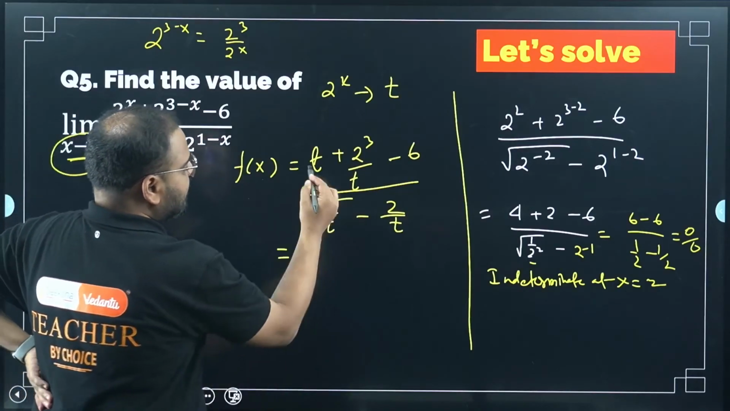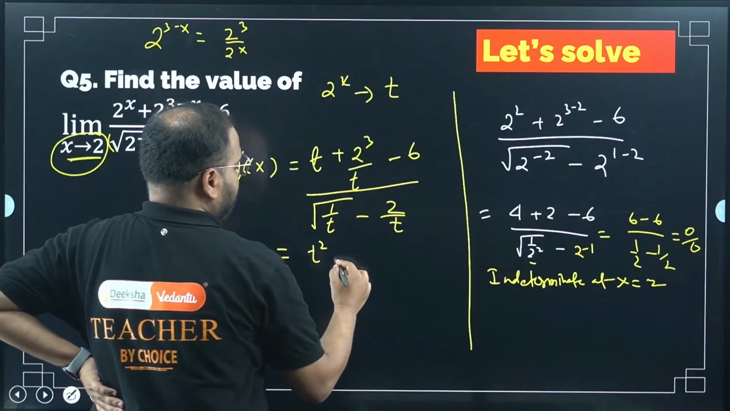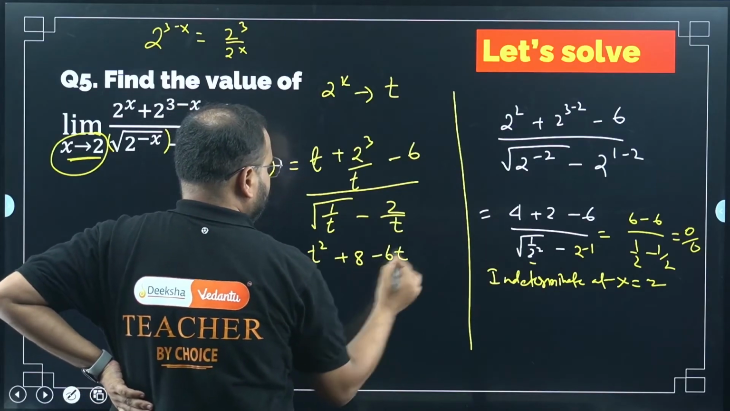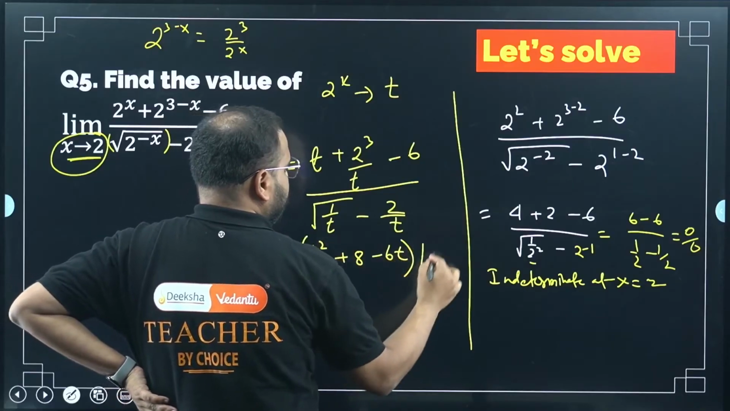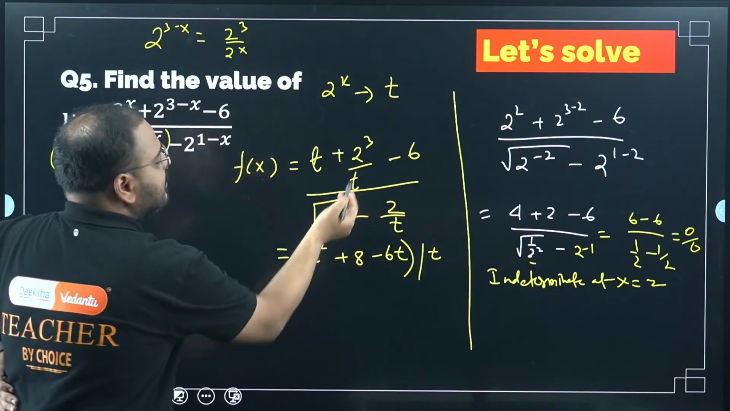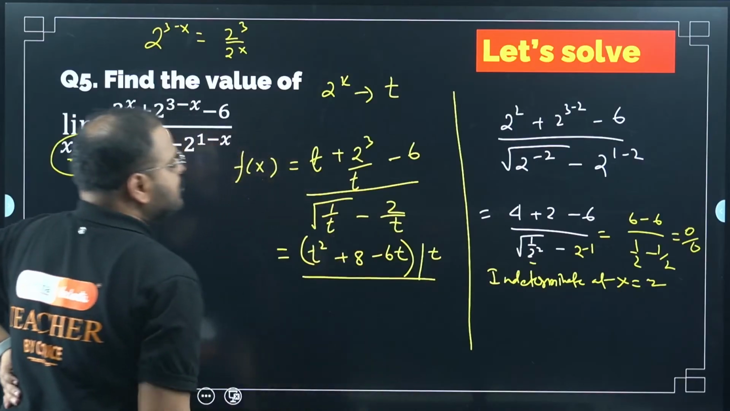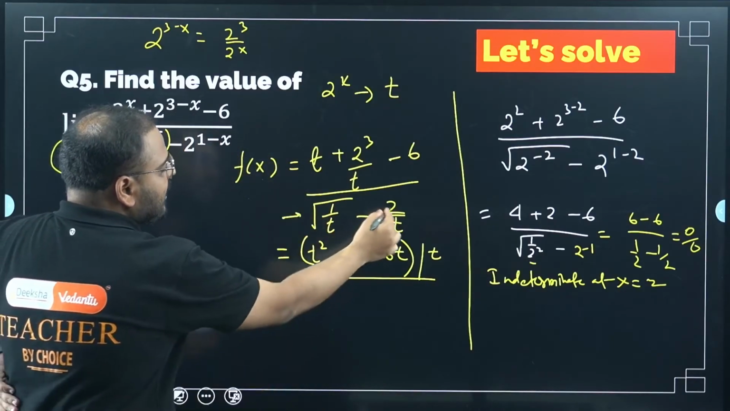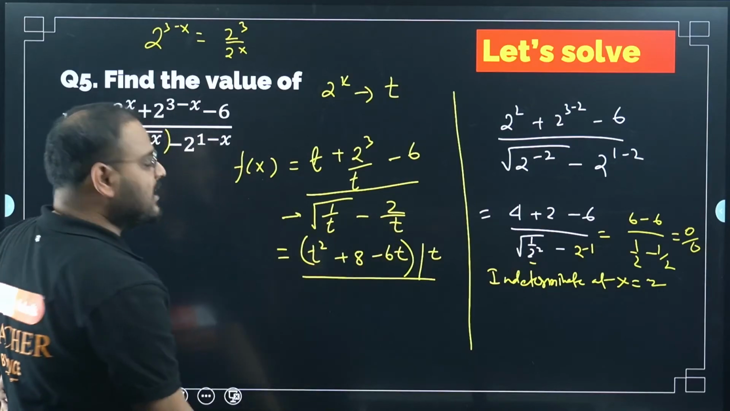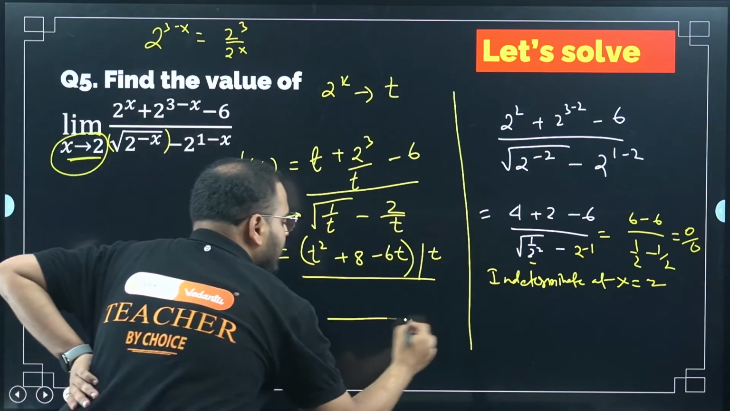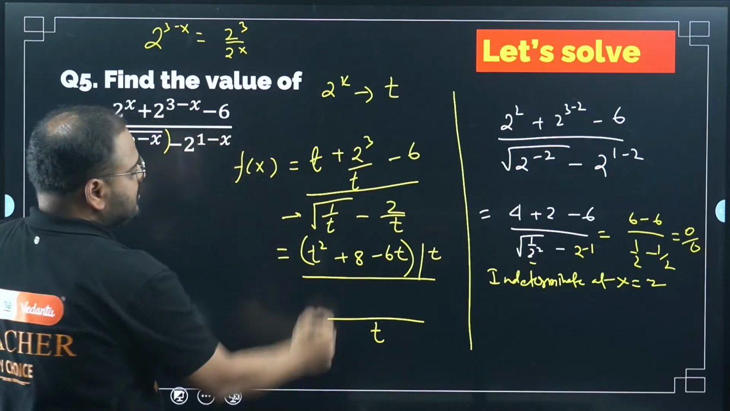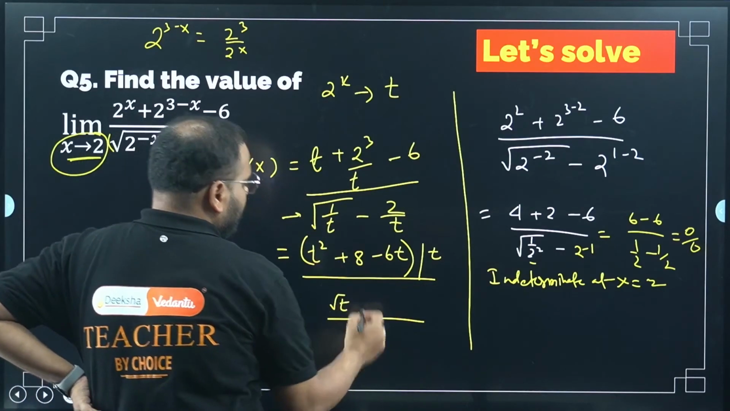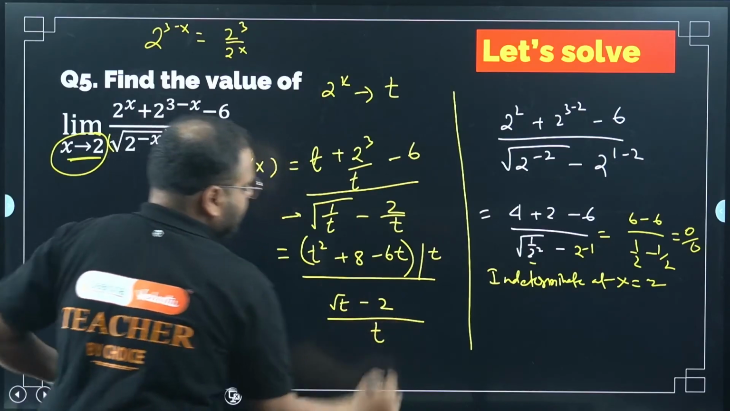Let's check here. So I get t square plus 8 minus 6t, only numerator I am writing, whole thing divided by t, correct na, because this t will remain in the denominator. Now what happens to the denominator part? I can write this as 1 by root t and this again 2 by t. What's the LCM? t only, correct? So this will become what? Simply root t and minus 2. Please check.